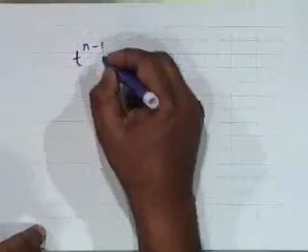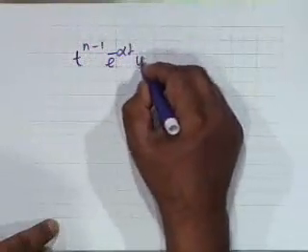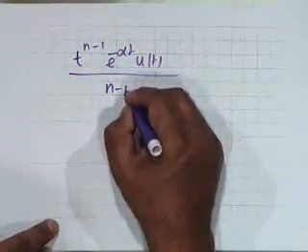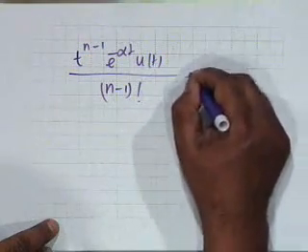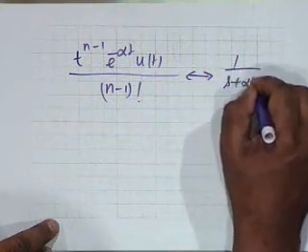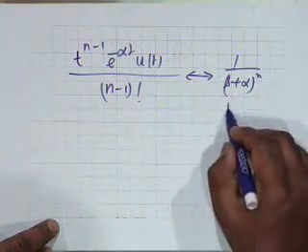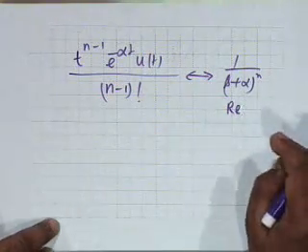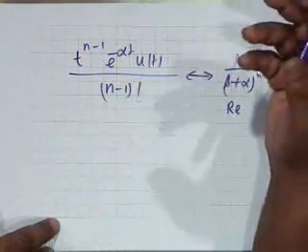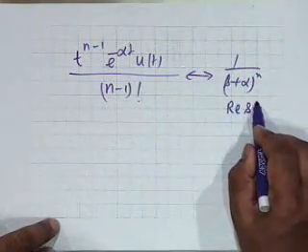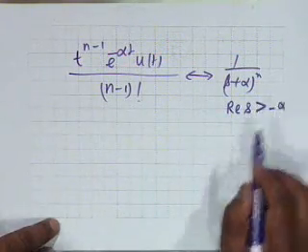One of the consequences of this formula, t to the n minus 1 e to the minus alpha t u of t over n minus 1 factorial, is the Laplace transform of 1 by s plus alpha to the n. The ROC does not change, because all that happens is the number of poles at that particular point increases, and therefore real part of s greater than minus alpha.